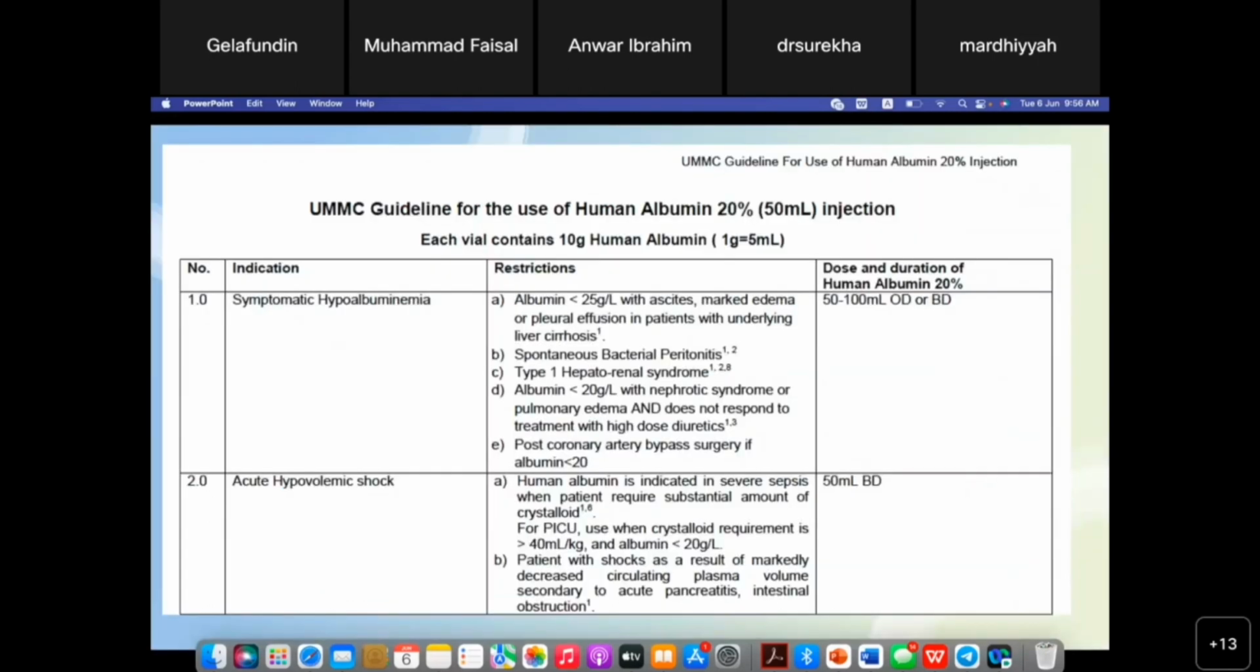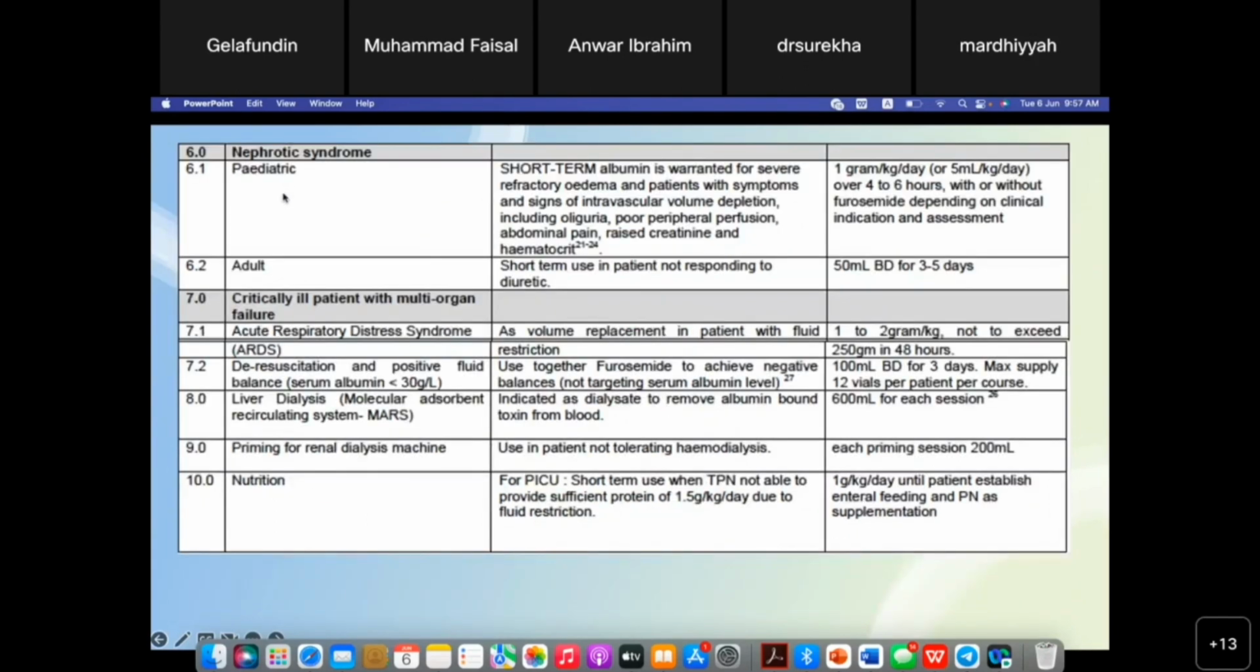Okay, here I'm just giving you the guideline taken from UM. The guideline is used for human albumin 20%, but mostly this is used in the ward. Here for example we can see symptomatic hypoalbuminemia, acute hypovolemic shock, then there are restrictions on when to use, for example in nephrotic syndrome. So basically these are the indications for albumin usage.